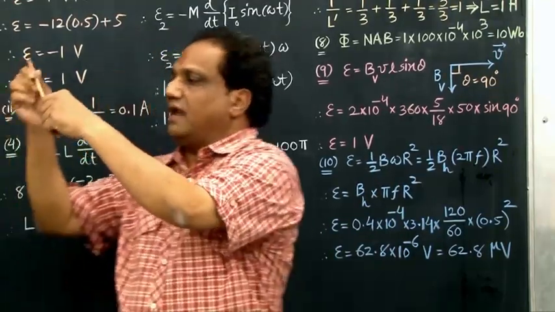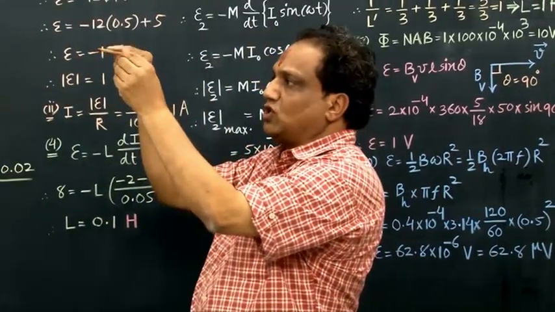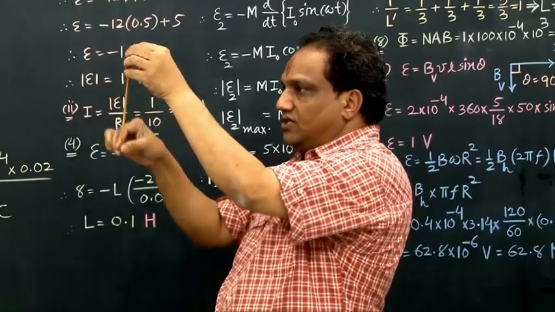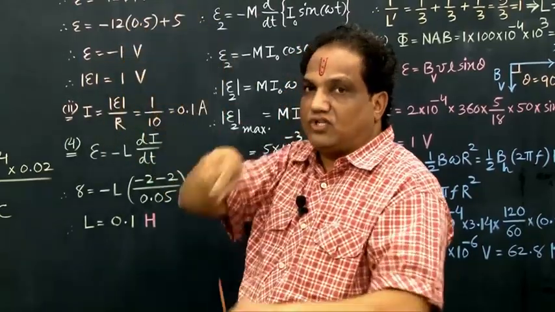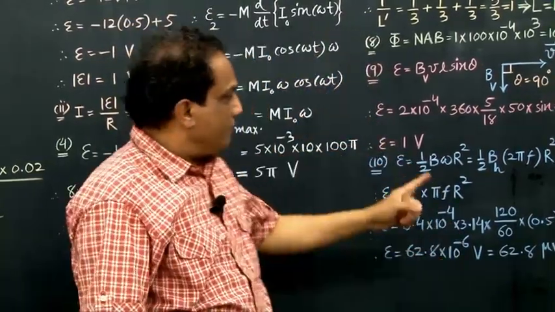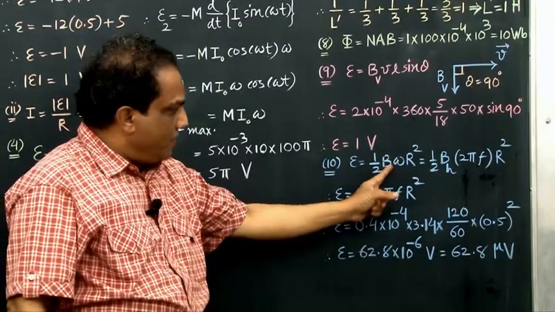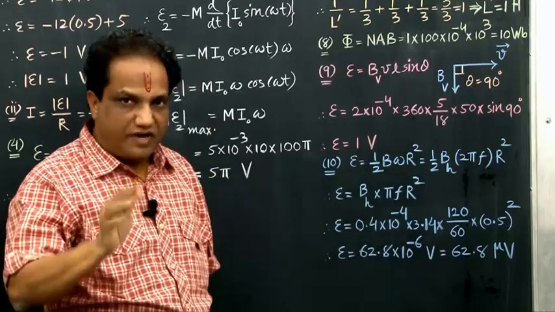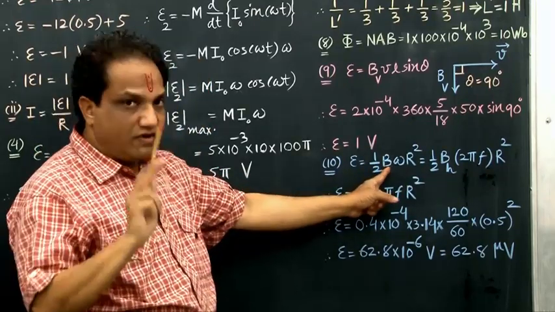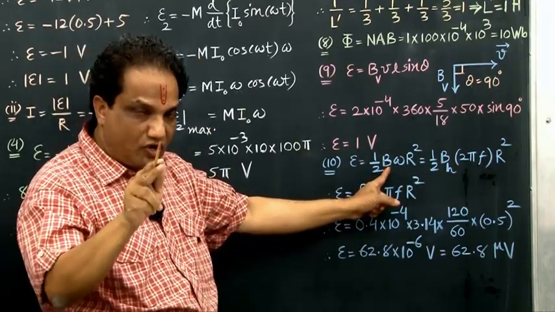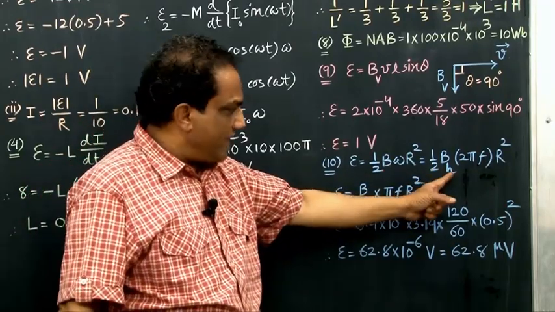You can take that L as the length of the spoke, or you can say it is also the radius of the wheel. So instead of L, I have taken the radius R. So 1/2 B omega R squared. Fine. This magnetic field they have given in the form of the horizontal component of Earth's magnetic field, which is BH.